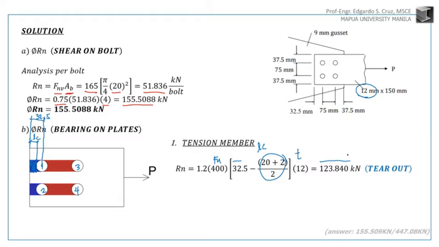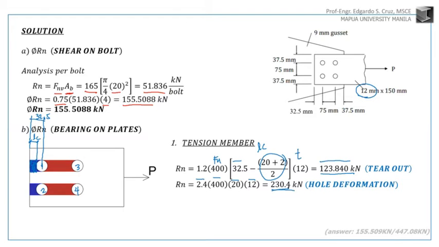This means that is the maximum Rn before shear tear out happens. Now, what if I consider hole deformation at bolt number 1? For hole deformation, it would simply be 2.4 Fu, times the bolt diameter 20, times the thickness of the tension member, 12. I got 230. Notice the two values of Rn: for tear out, 123; for hole deformation, 230.